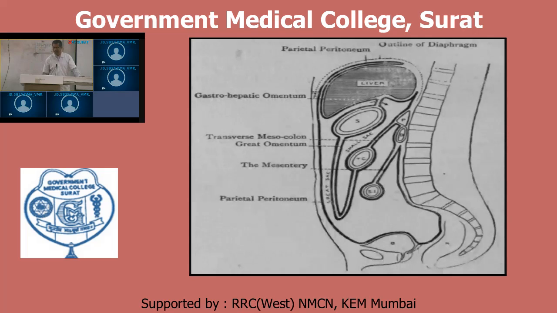Now, in addition to this, there is one additional layer. Again, in sectional view, from the posterior abdominal wall, this layer, not visible here, will go downward, and again it will form the sigmoid mesocolon.